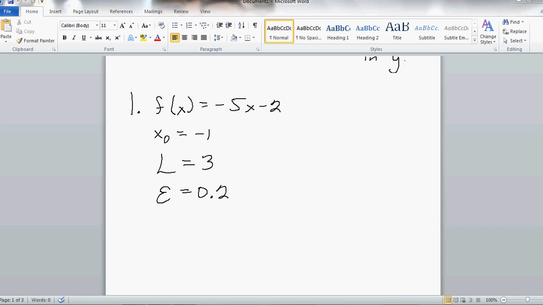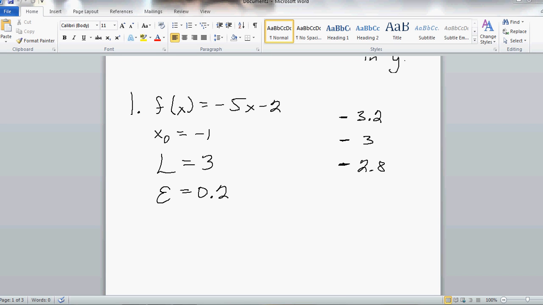But now we look, how does this 0.2 play in? Well, epsilon is the difference in the y values. And remember, the limit is the y value. So if we look at the graph, we have 3 over here. And then we can add 0.2 to that, and we get 3.2. Or we can subtract 0.2 from that and get 2.8.